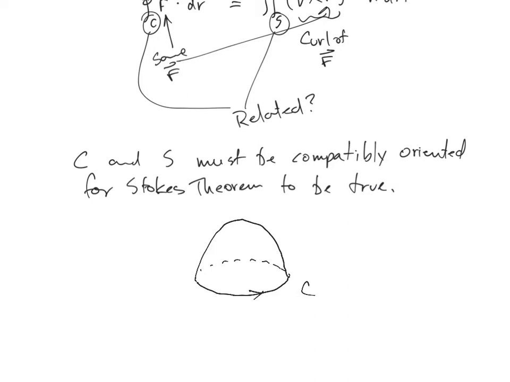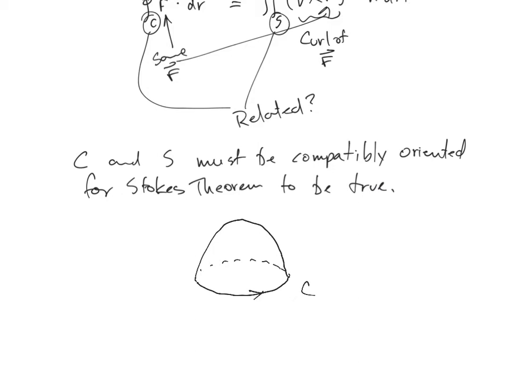My n hat at any particular point on that surface could be pointing out from the surface, or it could be pointing in, right? I got two choices. N hat has got to be perpendicular to the surface, but it could be pointing out or pointing in. The question is, which way is right for the way that I've drawn C? And we're going to use our right-hand rule to do that. My apologies to the lefties, but it's the right-hand rule.